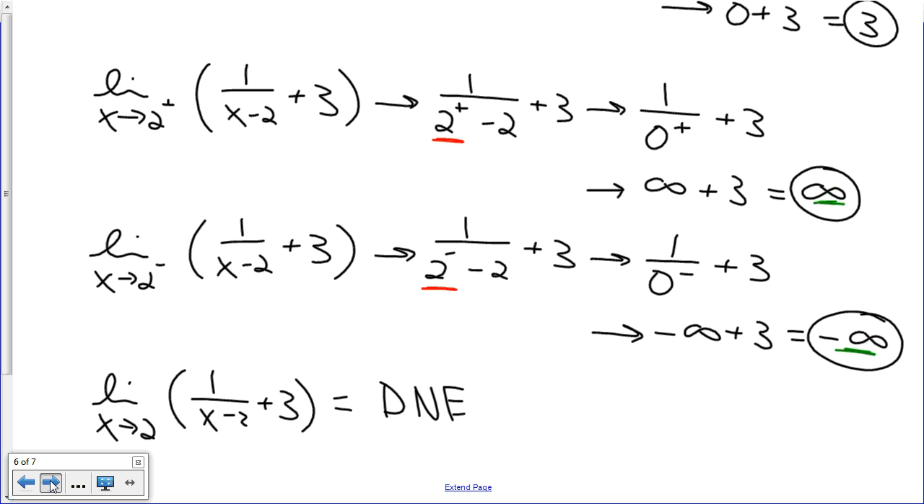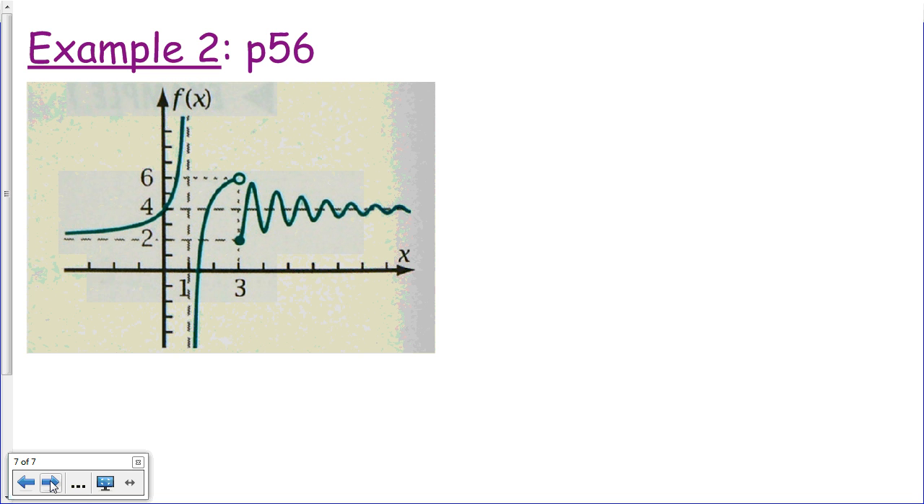All right, let's take a look at one last example here. This is example 2 in the book, and they ask you again, this is a graphical representation of a function. They're going to ask us to find actually quite a few limits here. So let's just start here with the limit as x goes to negative infinity of f of x.